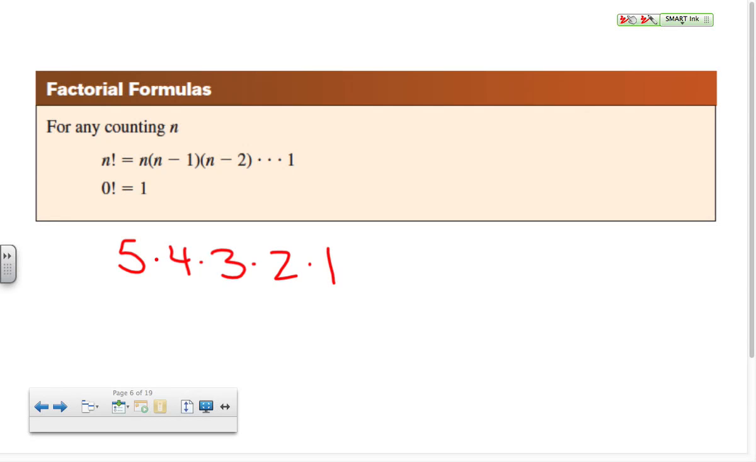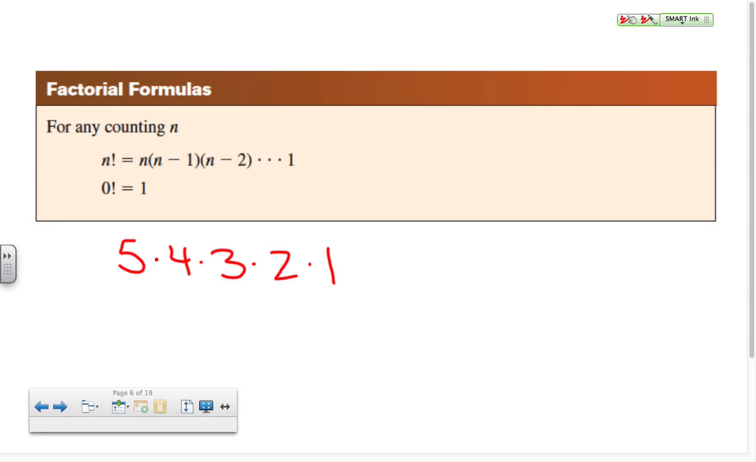If it were 10, it would be 10 times 9 times 8 times 7 times 6 times 5 times 4 times 3 times 2 times 1. Make sense? It's how many things you have that you're trying to figure out the possibilities for. So if you have 10 things, it's 10 times 9 times 8 all the way down to 1. It's multiplying that down.